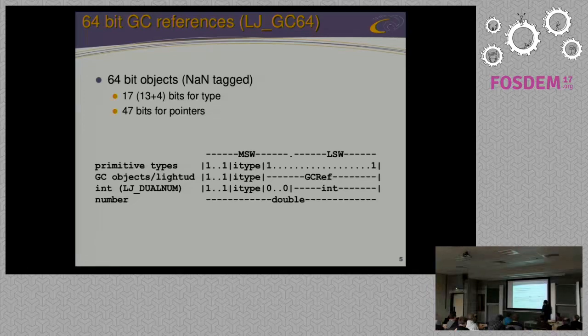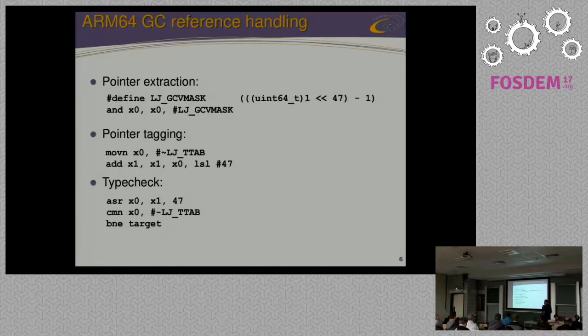Now we'll see what the main changes were for this GC64 mode. In most parts of the code, you have three basic types of operations for handling TValues. You often need to either extract the pointer, check the type of the pointer, or set the type of the pointer. Here we can see how these basic operations are handled through the target's instructions. For pointer extraction, there is a defined constant with the lower 47 bits set, which is used with an AND instruction for extracting just the pointer value.